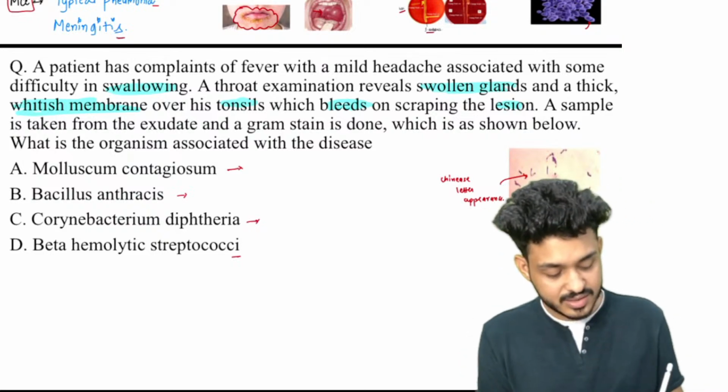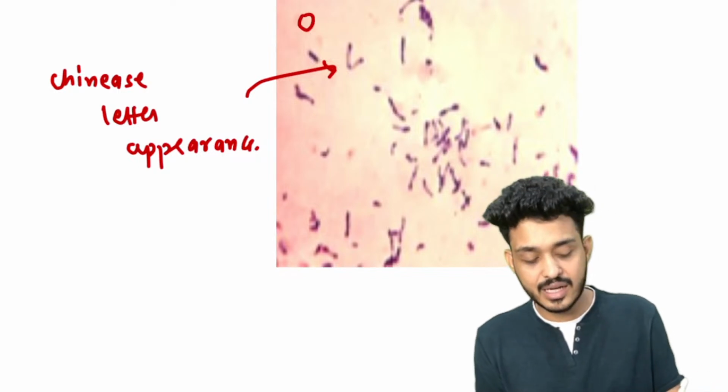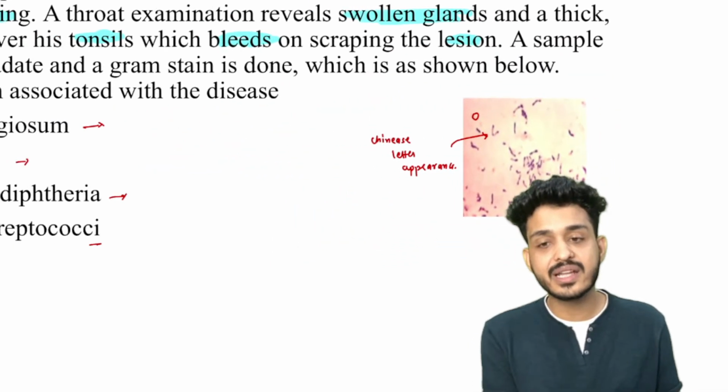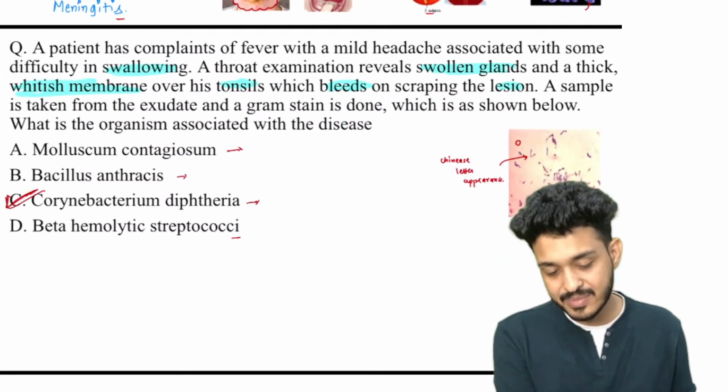That cannot be the answer. We are not seeing any kind of cocci over here. Cocci मतलब क्या होता है? Round bacteria. So there is no round bacteria, so this cannot be the answer. The answer here will be C. Very good, guys.